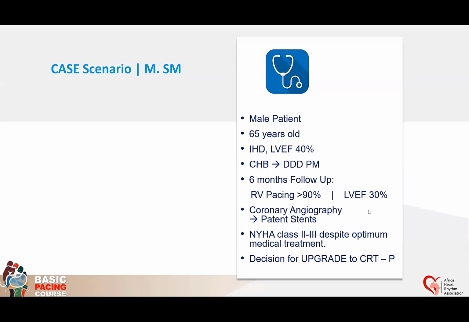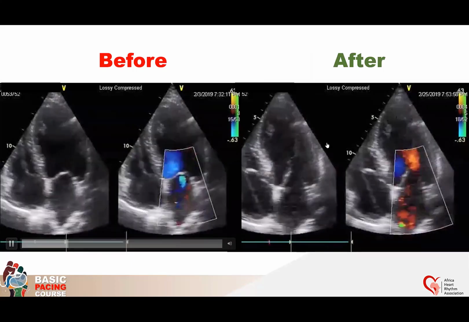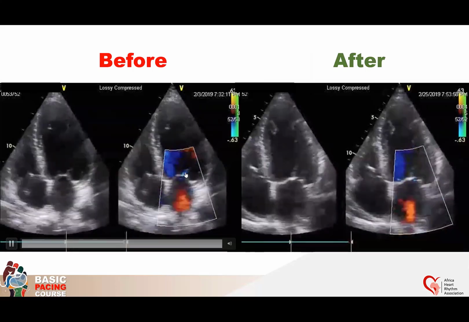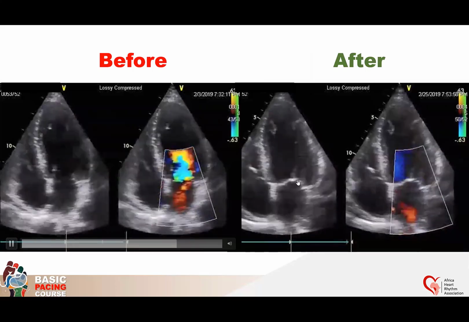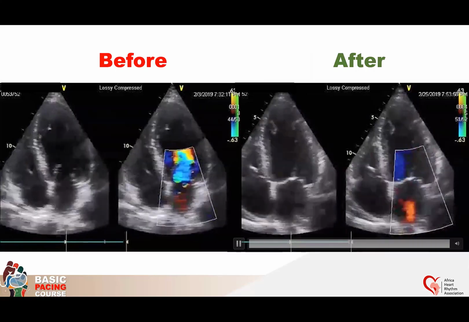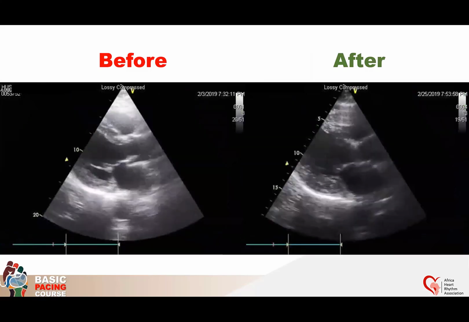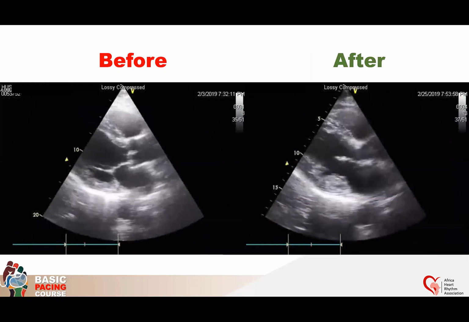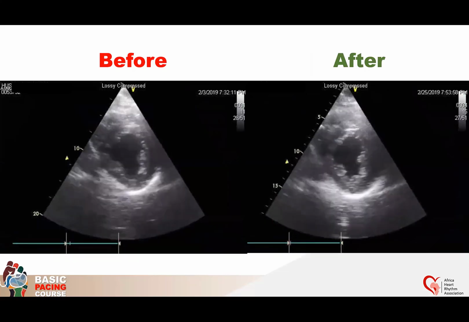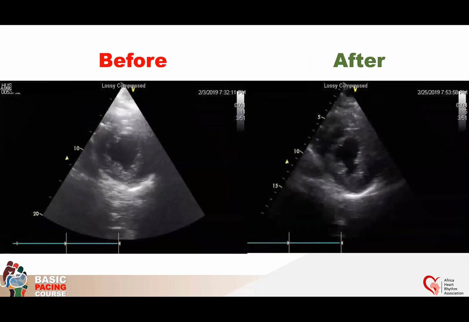Decision to upgrade to CRTP, and here is the echocardiography, as you can see before and after, with global hypokinesia and significant mitral regurgitation, that with negative or reverse remodeling of the biventricular pacing have improved after upgrade to CRT in the 4-chamber view, in the long axis, and in the short axis parasternal view. You can see the difference immediately after resynchronization. The patient improved his ejection fraction over the follow-up months.